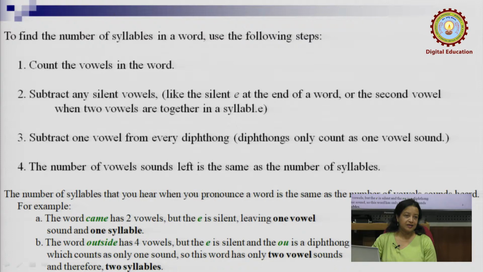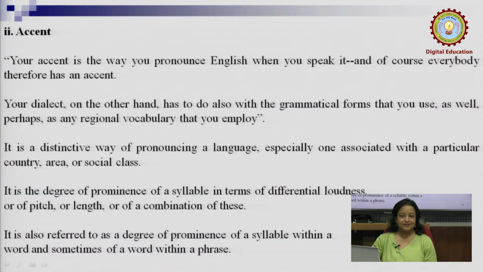For example, the word came has 2 vowels, but the E is silent, leaving 1 vowel sound and 1 syllable. The word outside has 4 vowels, but the E is silent and the OU is a diphthong, which counts as only 1 sound. So, this word has 2 vowel sounds and therefore 2 syllables.